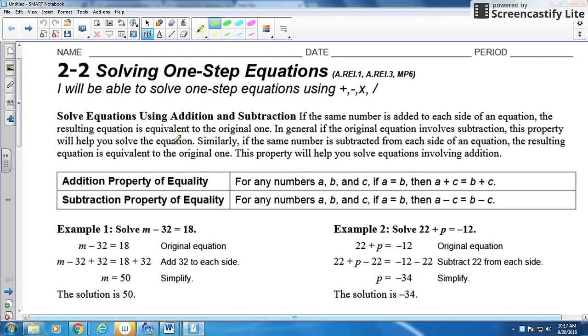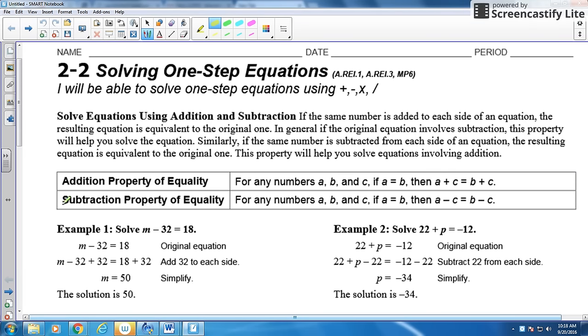But basically what this is saying is that if you add a number to the left side of an equation and you add the same number to the right side of the equation, then you've produced an equivalent equation to the original one. I think most of us know that, that's common sense, but there's actually a name for it, and it's called the addition property of equality.